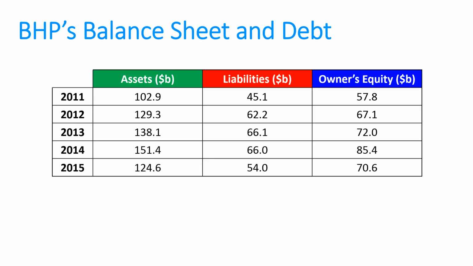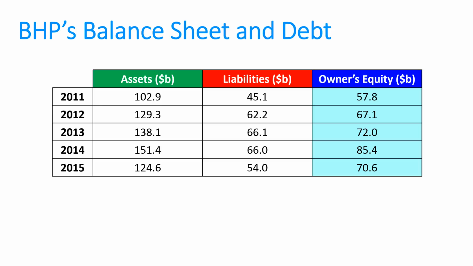the assets until 2015. So looking at that, the assets got up to as high as 151 billion, but fell a bit in 2015. Debts have increased from 45 to 54. However, that 54 is a decrease from the year before. And the owner's equity has gone up. So if I'm a shareholder, I'm glad it's gone up from 57.8 to 70.6. But it was a lot higher. It got up to as high as 85 billion in 2014.